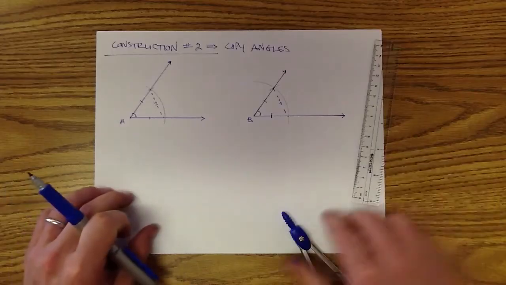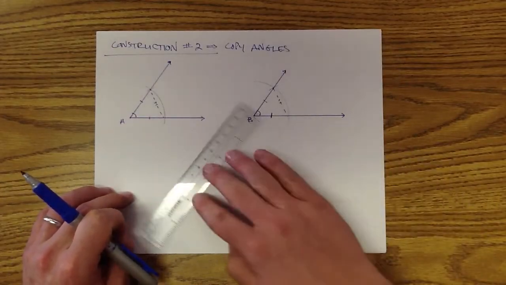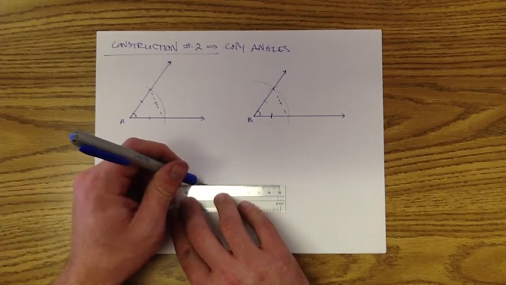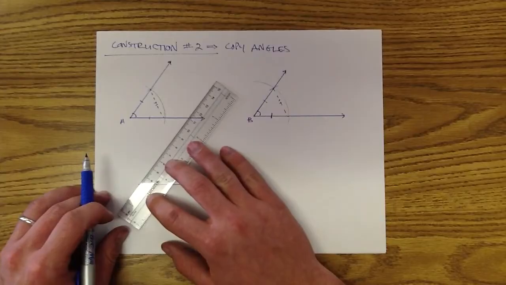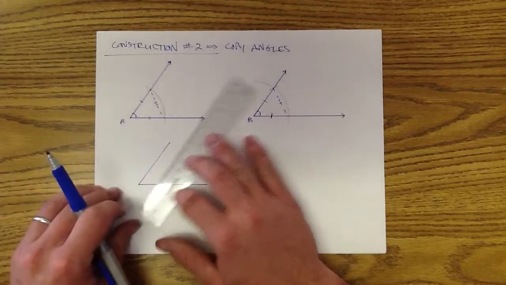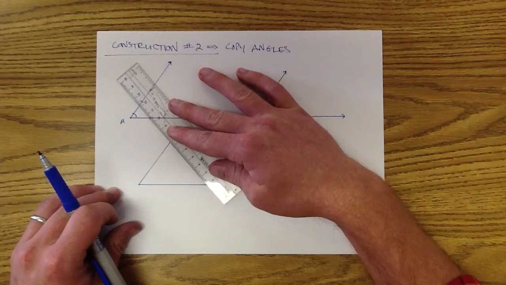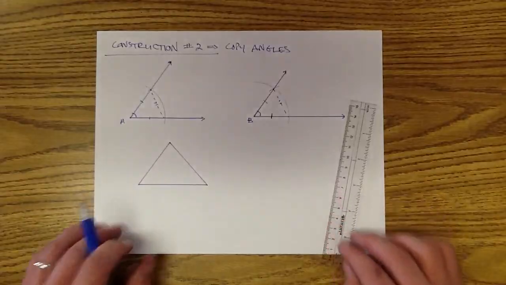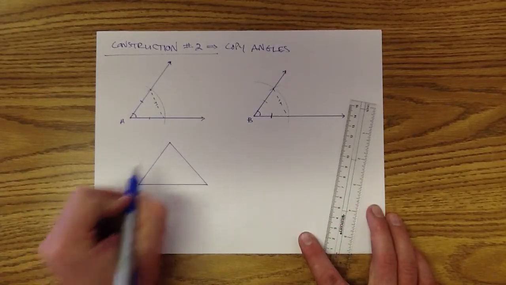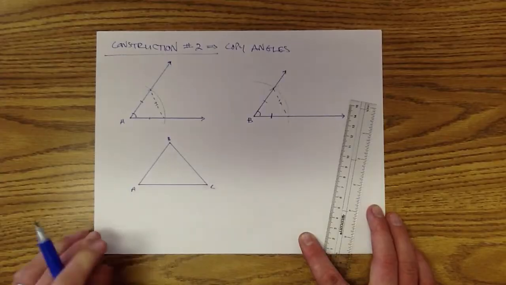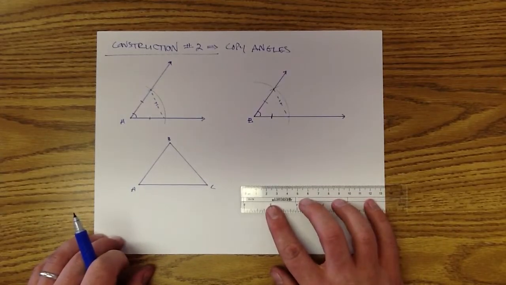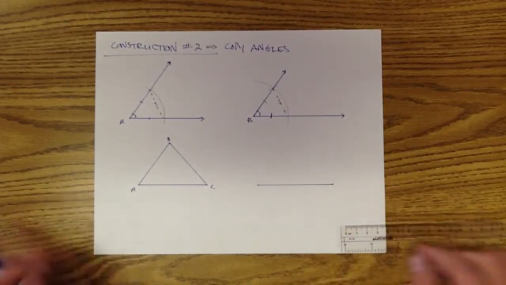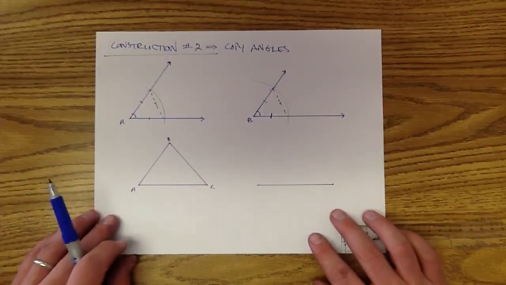Now, let's say, for instance, we're asked to apply this to some other scenario. Let's say we have a triangle, and the book, or whoever, quiz or test, is asking us to copy this triangle using a compass and a straight edge. So now we have three different angles, A, B, and C, and we want to create a new triangle somewhere over here. I'm going to say this is going to be my starting point. I'm going to call it A prime, B prime, and C prime.